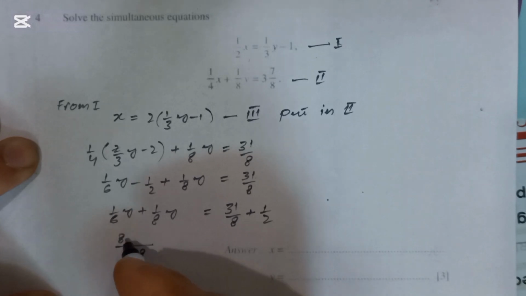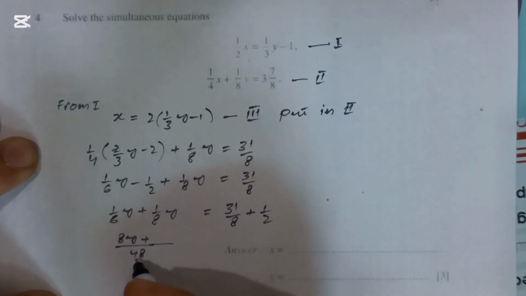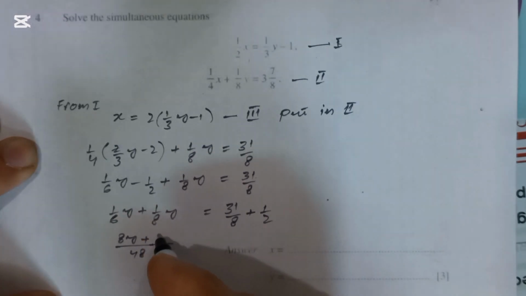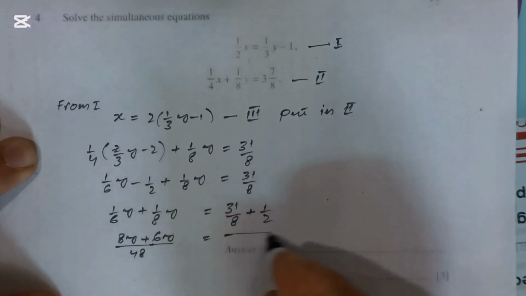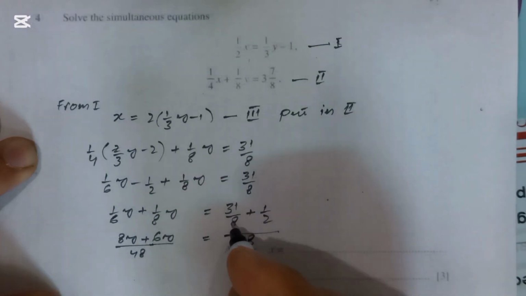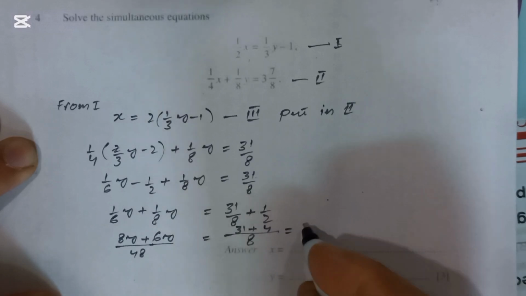It will become 8 by. This plus sign will remain as it is. Now read the table of 8 up to which 48 comes. So 8 6s are 48, and this 6 will be multiplied by 1. So it will become 6 by. Do the same process on the right side. 8 is the LCM. 8 1s are 8, and 1 will be multiplied by 31. 2 4s are 8. This 4 will be multiplied by 1. So it is equal to 35 over 8.